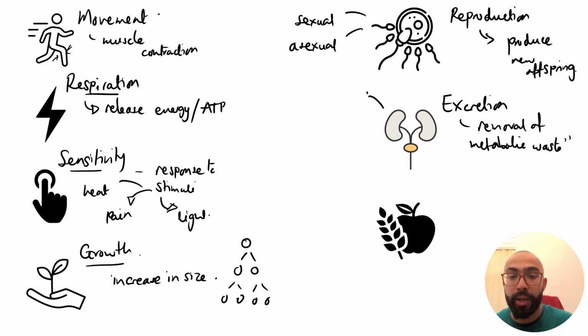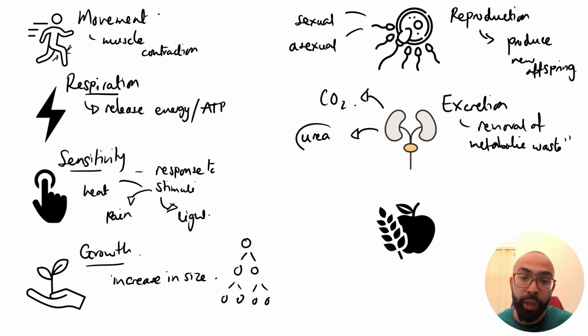So in the event of excretion, we're removing chemical waste products, such as, for instance, in our lungs, we'd remove carbon dioxide. In the kidneys here, we could remove urea in the form of urine. Amazing. So that's excretion. Put simply, the removal of metabolic waste.